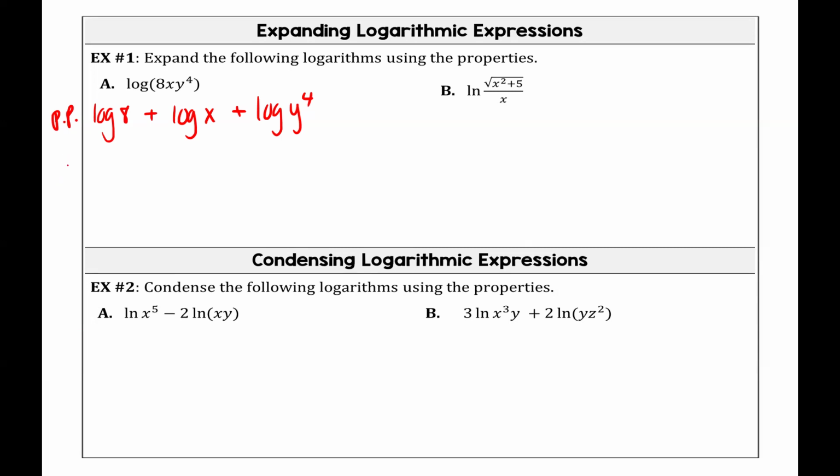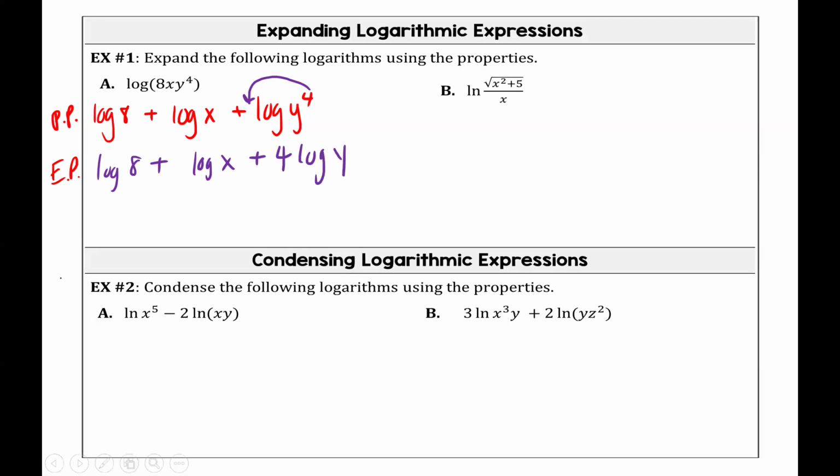So here we go. We are on next. When you are expanding, that also means that there are no powers present. So the exponent is going to have to change. I can't call this PP2, so I call it EP for exponent property. When I have the exponent property, whatever powers I have now become coefficients. So my final expansion would look like, well, not final, log 8 plus log x plus 4 log y.